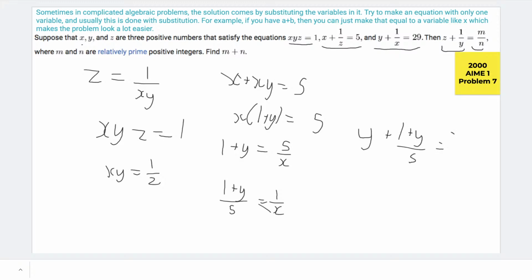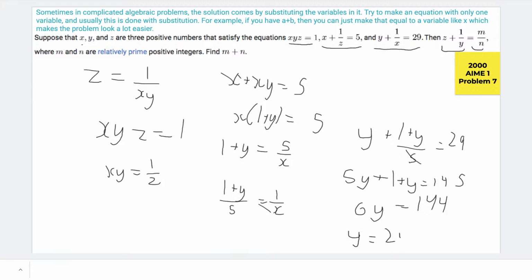Now we multiply both sides by 5 to get rid of the denominator. So this y times 5 just becomes 5y, and the 5 cancels out with the 5. So 5y plus 1 plus y equals 29 times 5, and 29 times 5 is just 145. 5y plus y becomes 6y, and you subtract 1 from both sides, you get 6y equals 144. And if you divide this by 6, you get y equals 24.